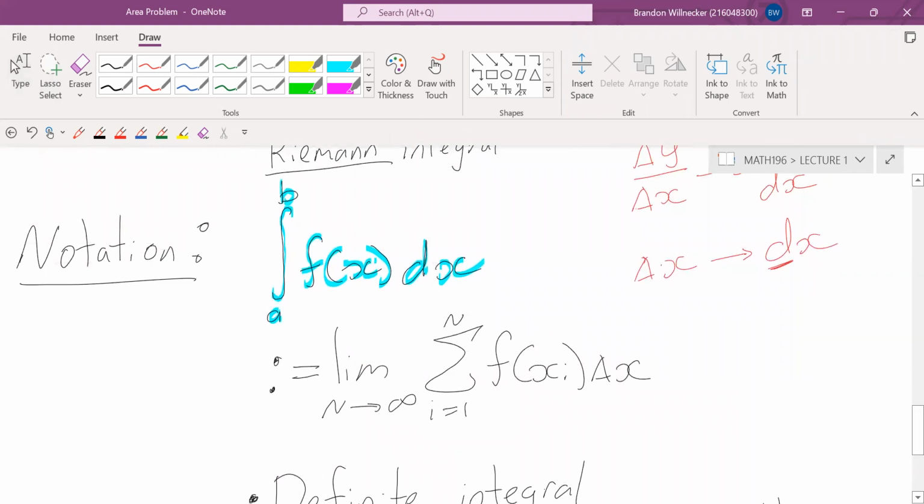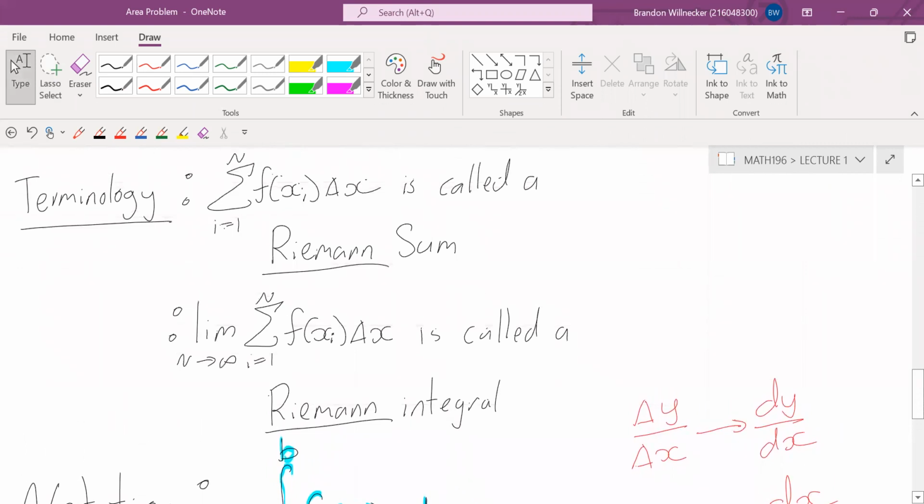Okay, what we want to do now is look at an example. So we want to find the area under a curve using this Riemann integral.